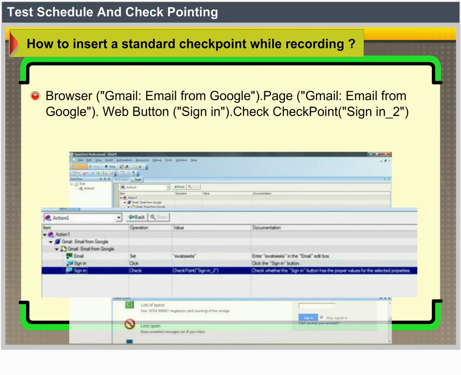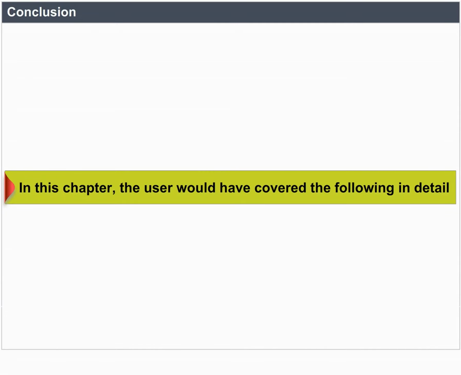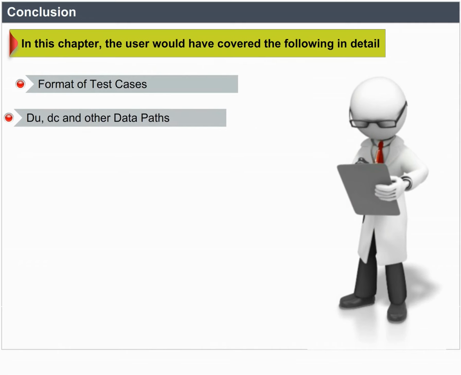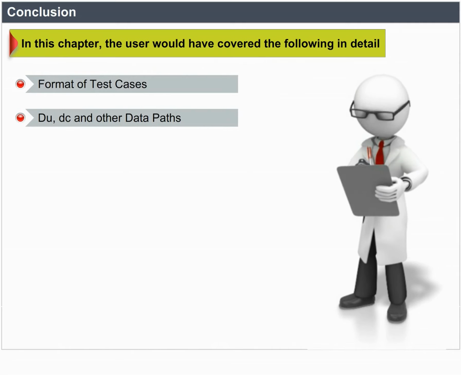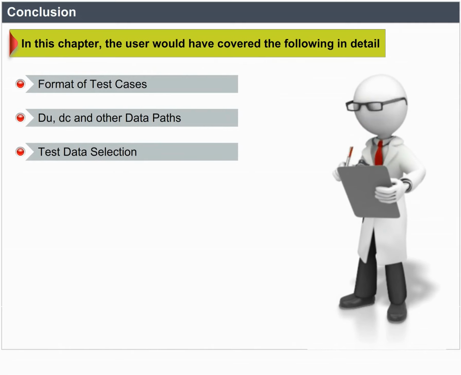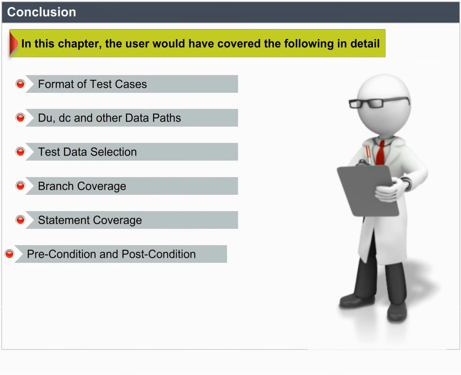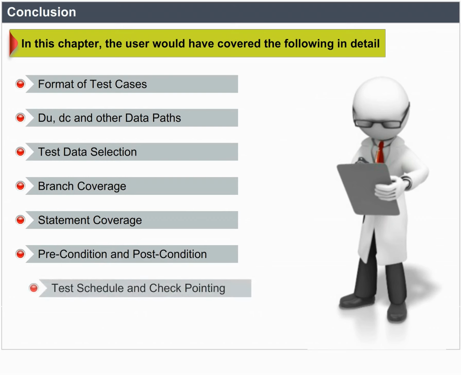Conclusion. In this chapter, we have covered the following in detail: format of test cases, DU, DC and other data paths, test data selection, branch coverage, statement coverage, precondition and postcondition, test schedule and checkpointing, creating test cases.